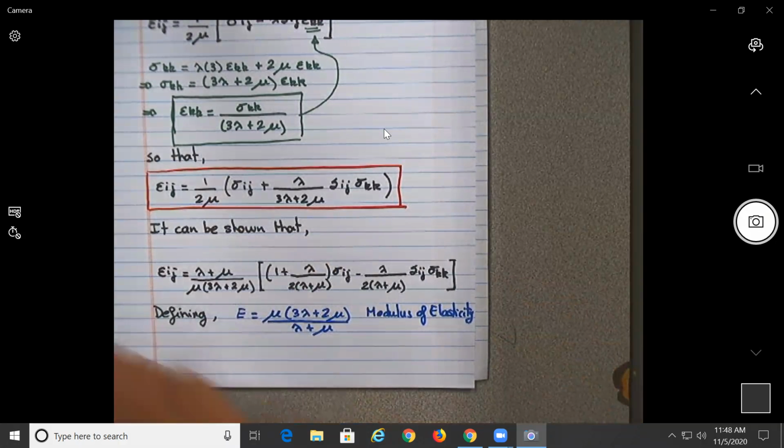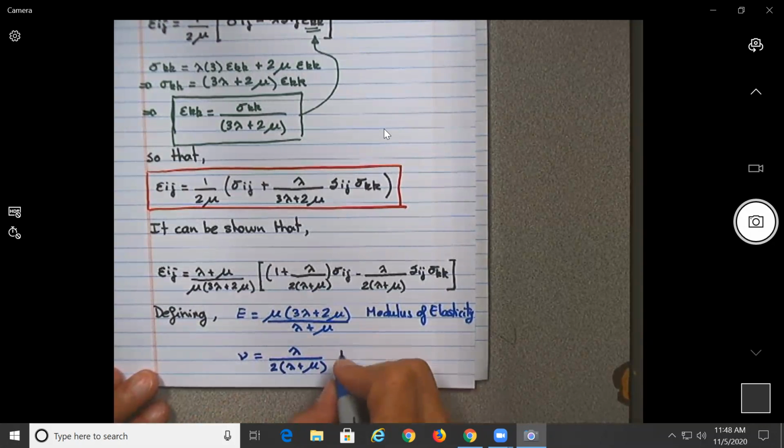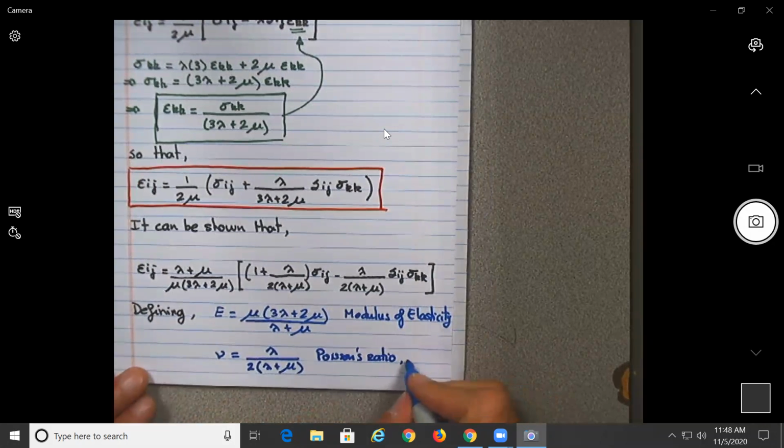So we have this, and then the other one we wanted to define is what? Is the Poisson ratio, and the Poisson ratio is equivalent to lambda over twice lambda plus mu. And this is the one that is known as the Poisson ratio, which definition is what?